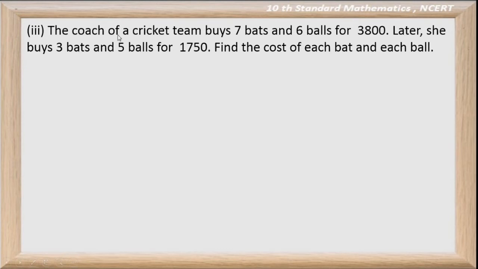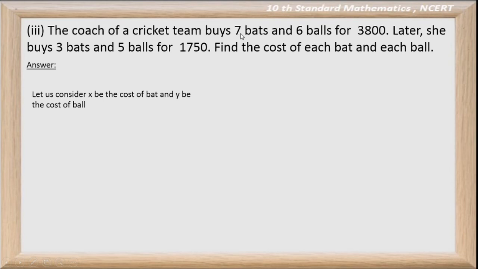See here, the coach of a cricket team buys 7 bats and 6 balls for 3,800. This first statement we can make as one linear equation. And the other statement, later she buys 3 bats and 5 balls for 1,750, is the second equation. How will we form that? See here, let us consider x be the cost of a bat and y be the cost of a ball. See here, 7 bats and 6 balls. So the bat is x and the ball is y.